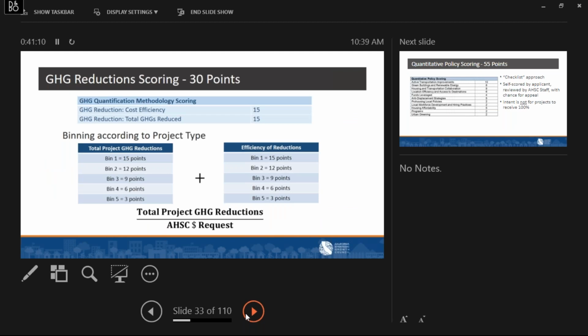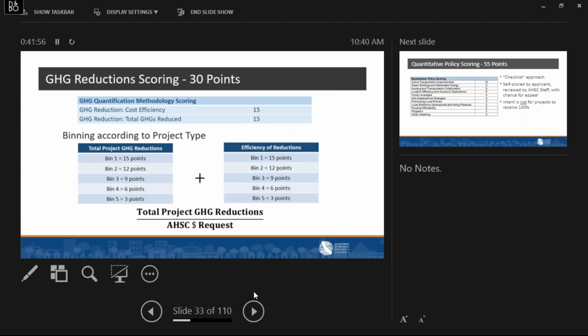The first scoring category, these GHG reductions, are calculated as parts of 2 individual criteria that both rely upon those estimated GHG reductions as calculated through the AHSC benefits calculator tool available on the CARB website. The first is the total estimated reduction. So this is just the total number that results from all of your AHSC project components. The second aspect is the efficiency of those reductions, or rather the total GHG reductions divided by the AHSC funding request. Each of these 2 categories are worth 15 points apiece.